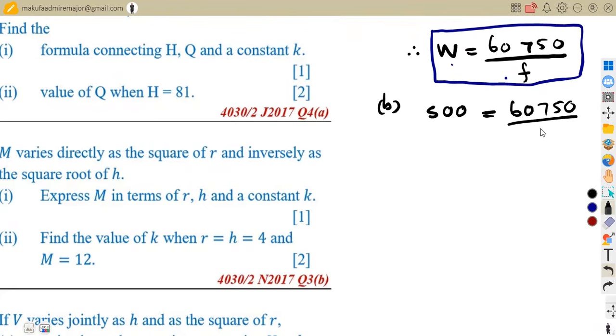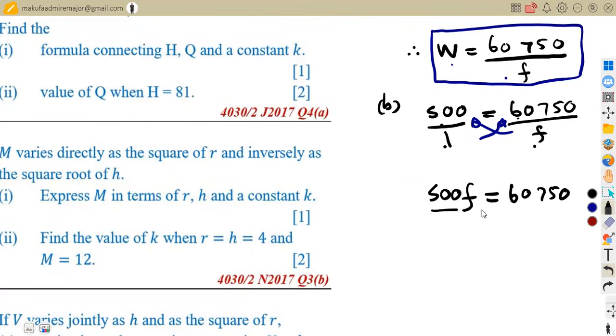60,750 over f. So remember, we are supposed to calculate f here. We can cross multiply 500 times f. That is going to be 500f is equal to 1 times 60,750. Then we divide by 500 here. Since we are multiplying, we can divide, and we obtain our f.